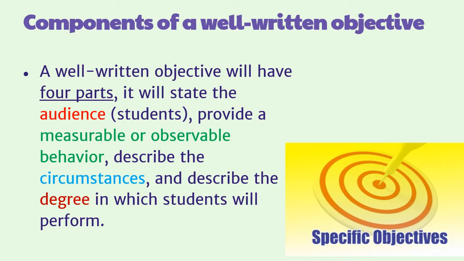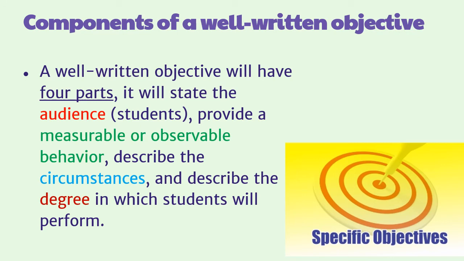Our written objective has 4 parts, or is composed of 4 parts. It will state the audience, who could be the student, the participants, the learners, and so on. And number 2, provide a measurable or observable behavior. And here we usually use an action verb which is measurable.